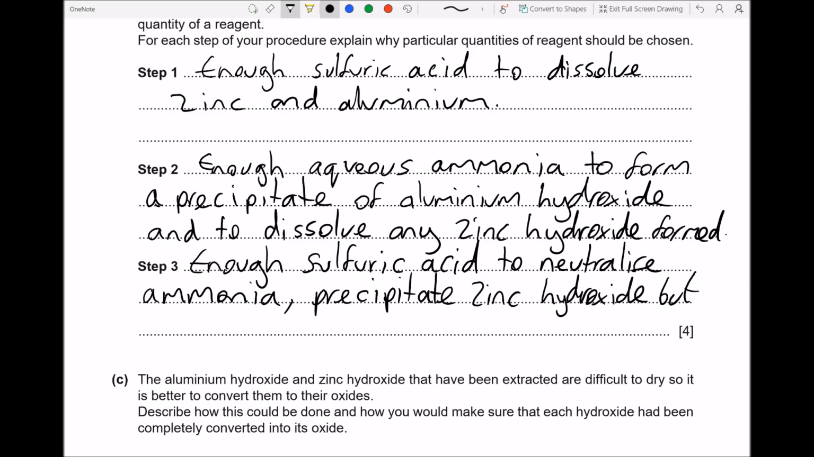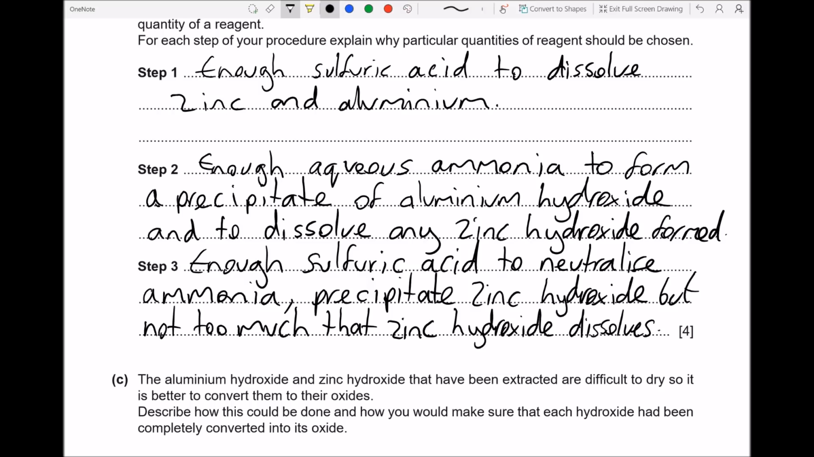Okay, so what we put there is we need to add enough sulfuric acid to neutralize ammonia and to precipitate your zinc hydroxide, but not too much that the zinc hydroxide dissolves, because obviously if we did that, you would be back to square one. You just have 2 solutions. So let's just add that on there. Okay, so marks. We get 1 mark for that, 1 mark for that one.